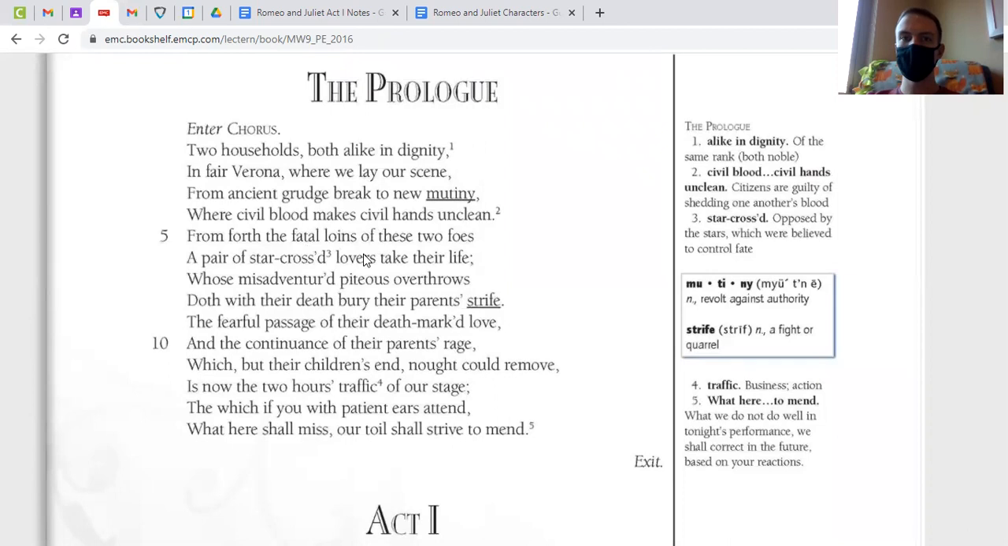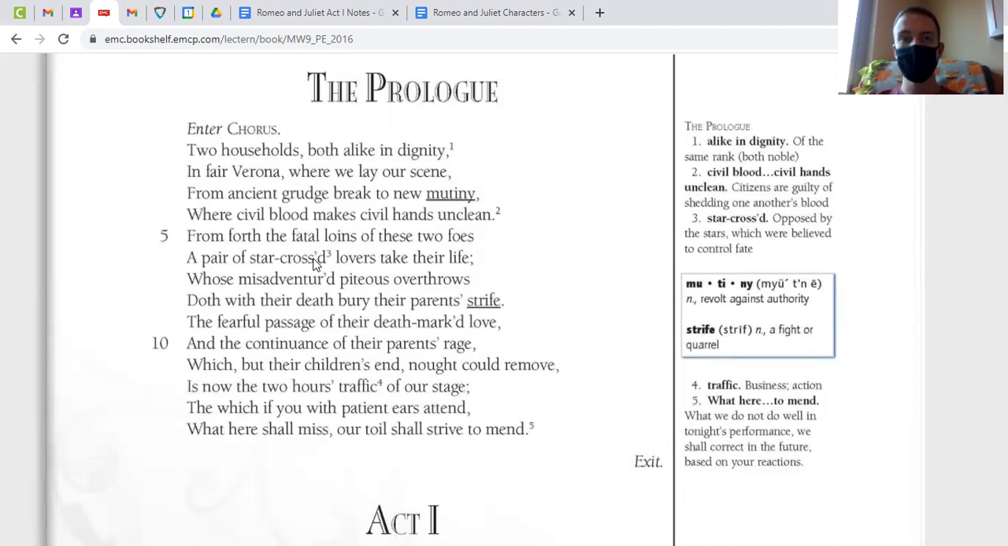So people used to believe, and still do today, in astrology, the signs, what your astrological sign is, all that stuff, people really believed in that. So back in the day, they thought the stars determined what happened in your life. So if one star crossed another star in such a way, it was a bad omen or a good omen, whatever that looked like. But that's where this phrase comes from, star-crossed. If you look here, opposed by the stars, which were believed to control fate. So think doomed. A pair of doomed lovers take their life.